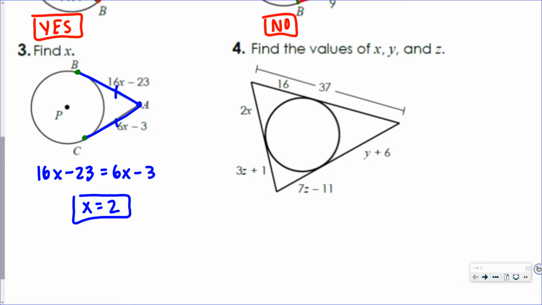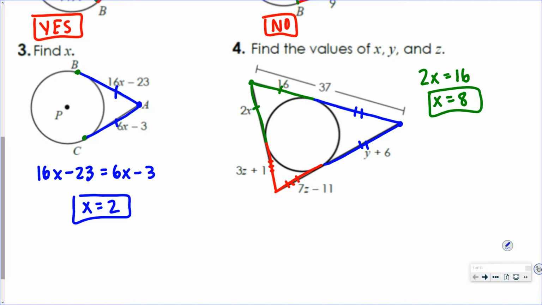All right, and then number 4, these ones are kind of fun. Same theorem, really. That all these points that intersect on the exterior of my circle and are tangent to the circle are equidistant from the point of tangency. So those would be equidistant, and so would these. All right, so they tell us we need to find x, y, and z. So x, 2x would be the same as 16. I got 8.